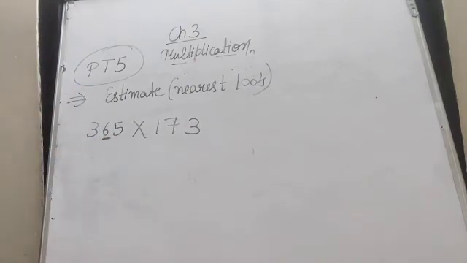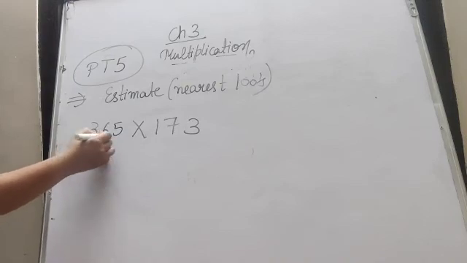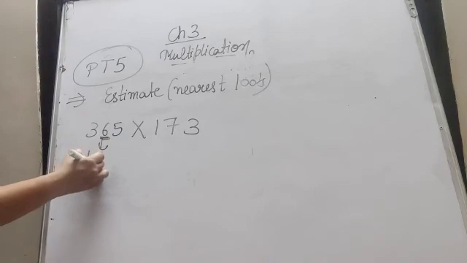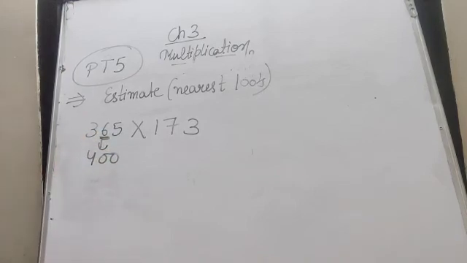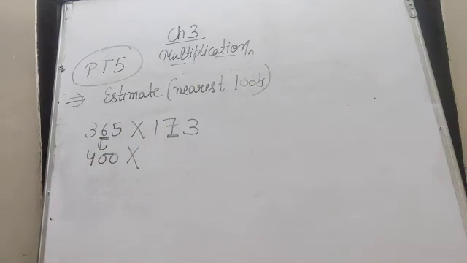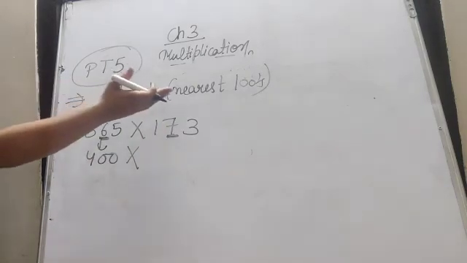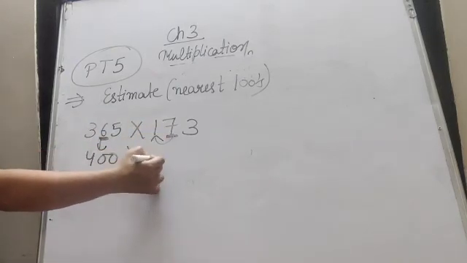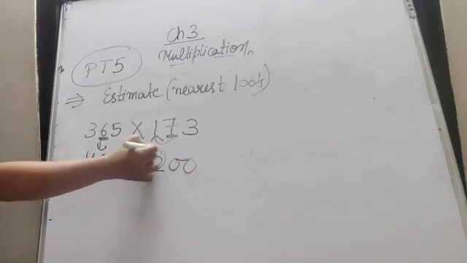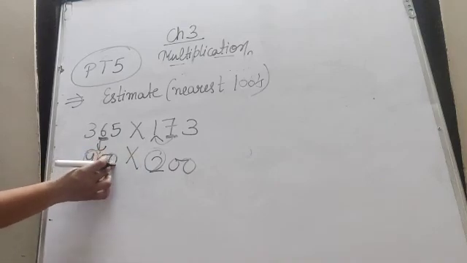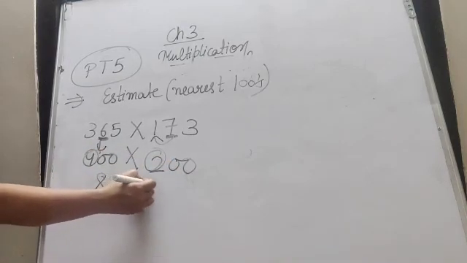Underline this. That is greater than 5. It becomes 400. Underline this. It is also, because we have to round off nearest 100. So we are underlining nearest, underline the tens. Also greater than 5. It's 200. Now multiply non-zero numbers. 4 2s are 8. 4 zeros, put it here.